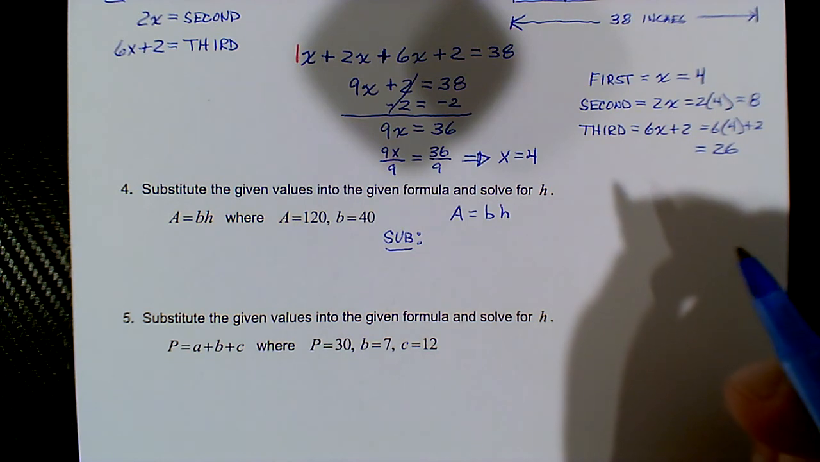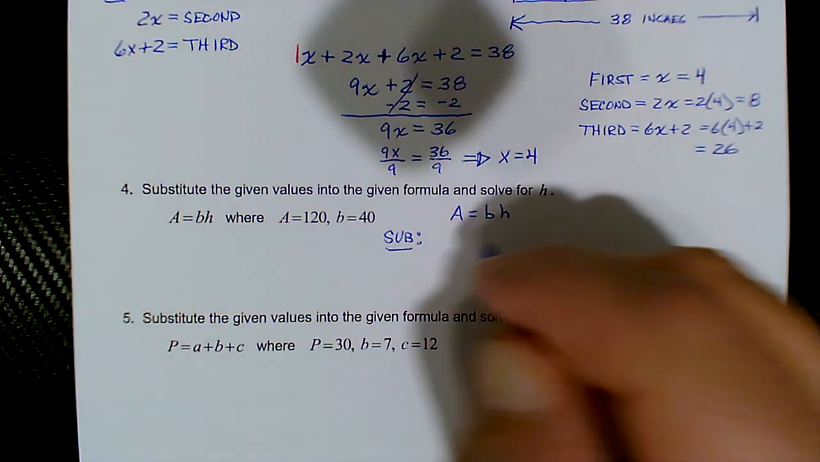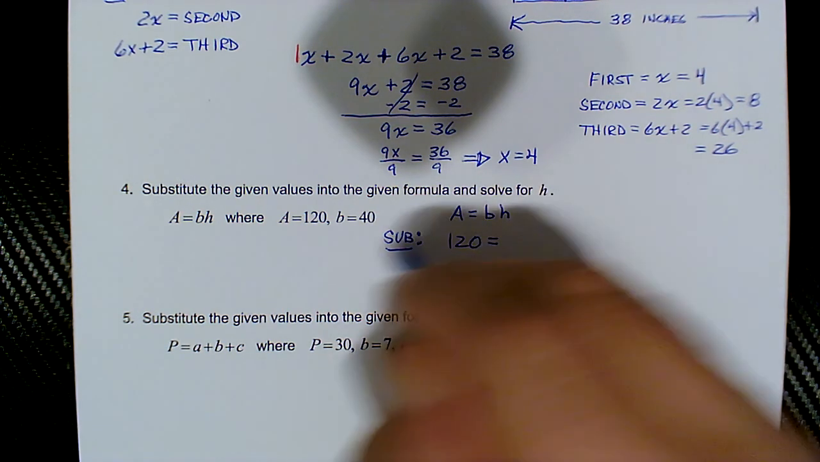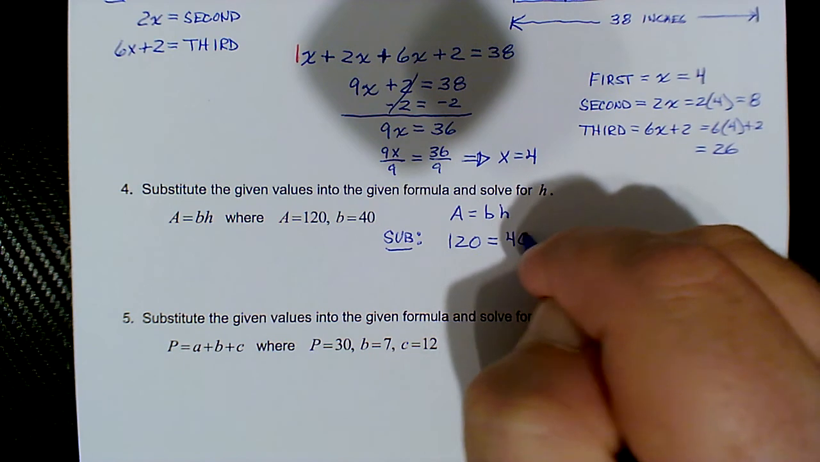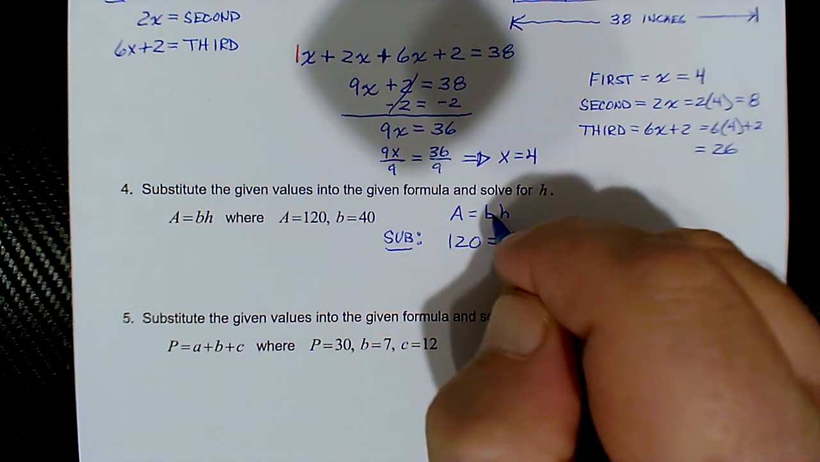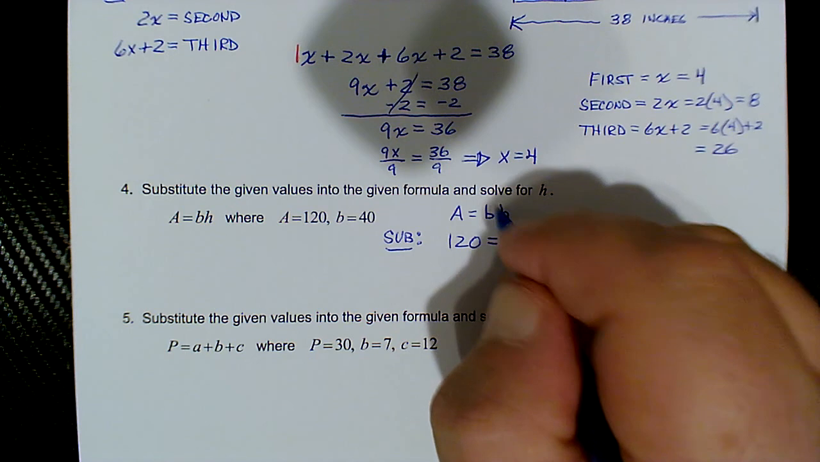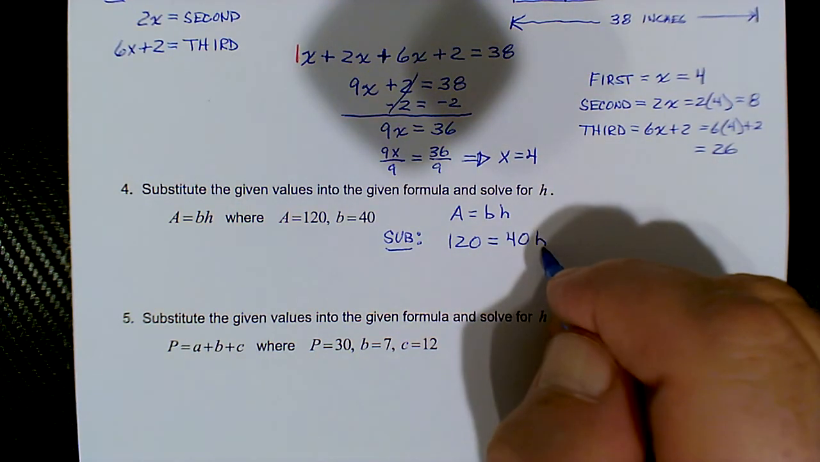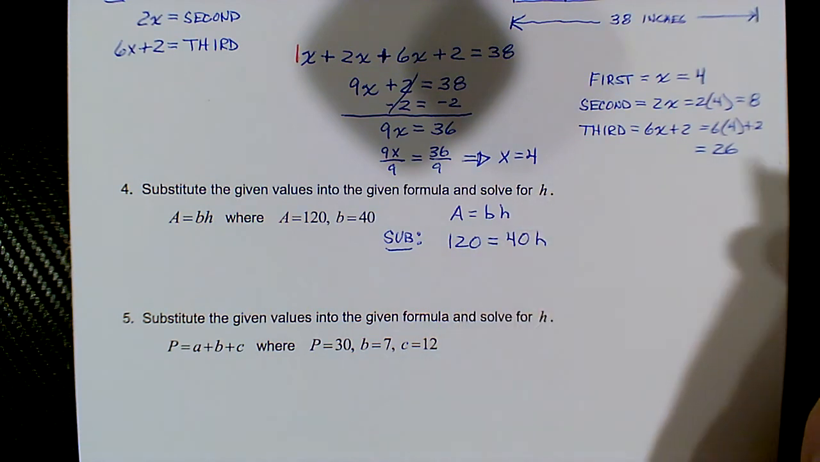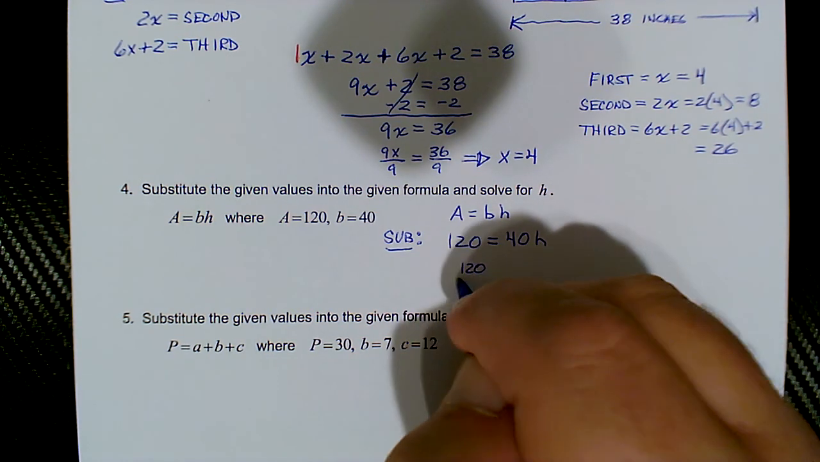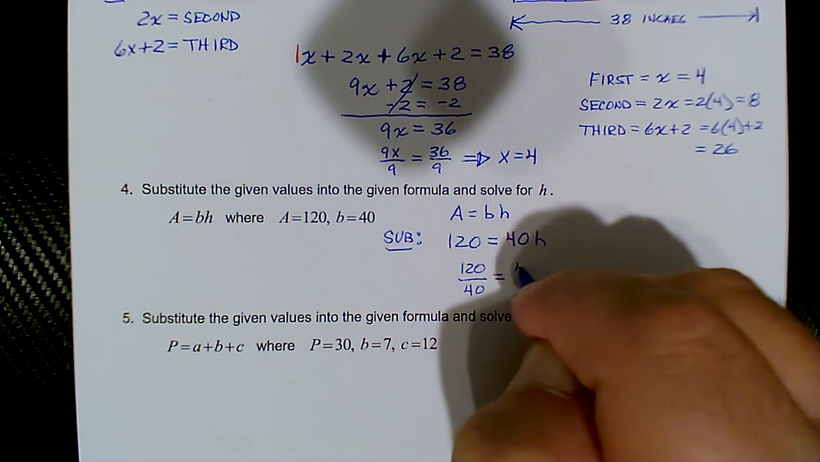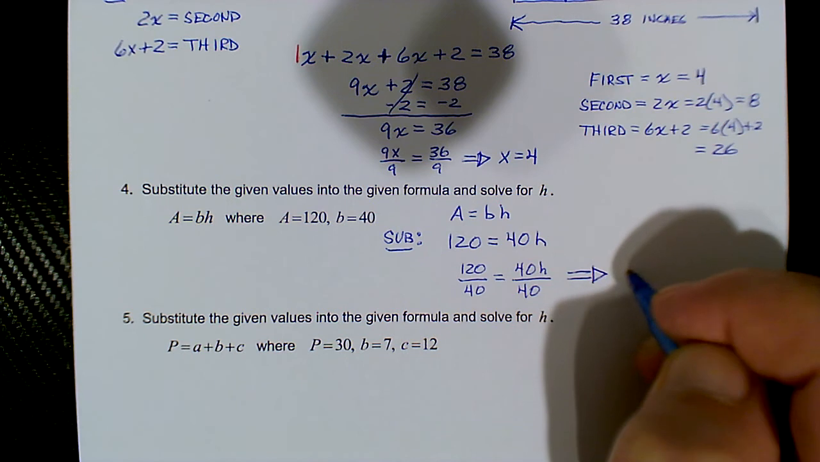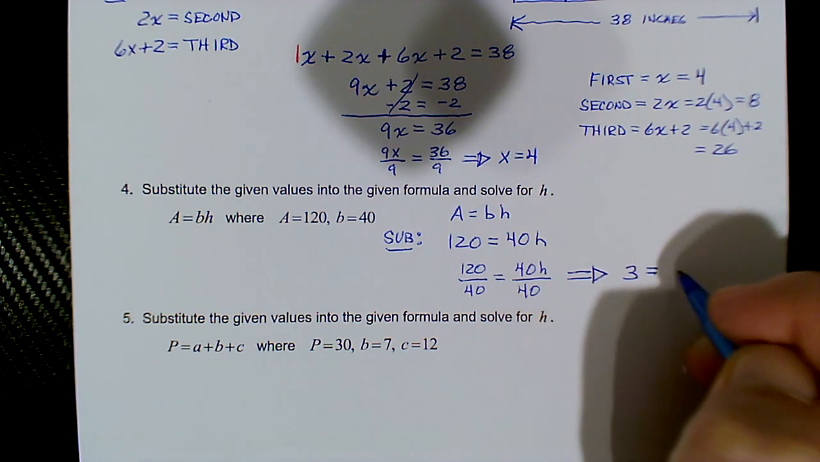So A was given to be 120, so substituting into our formula, 120 equals B, which was given to be 40, and then the B is being multiplied by H. I replaced B by 40, so I could just simply write 40H. And then I want to solve for H, as mentioned in the directions. And so that would just require a division. We're going to divide both sides by 40. I'll just finish it up here. So it looks like H is 3. Okay.